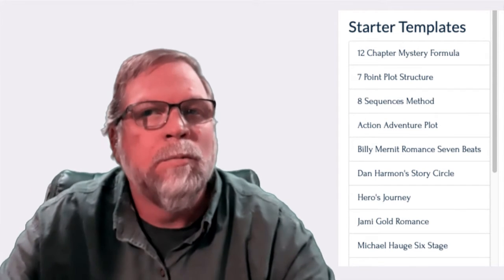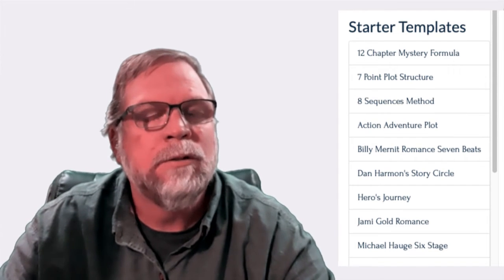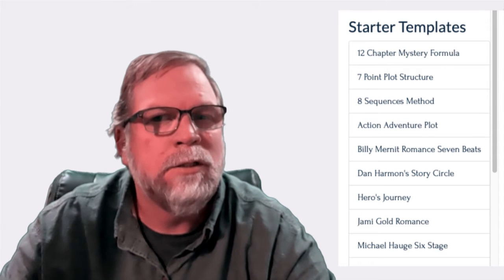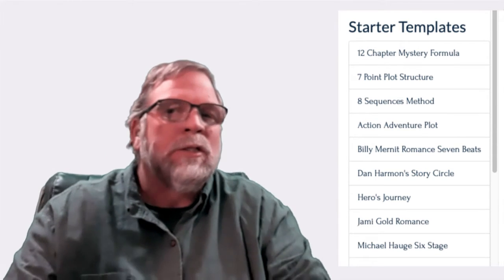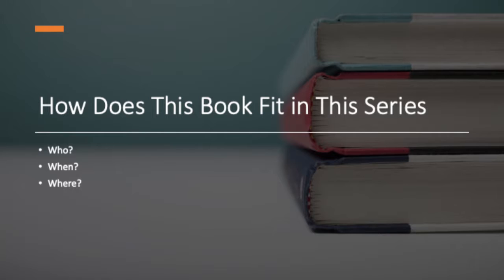Now, when we're looking at these individual books and how they fit in the series, we need to look at some basic questions. So we look at who. Remember when we talked about the big idea, we talked about one of the things is your characters.